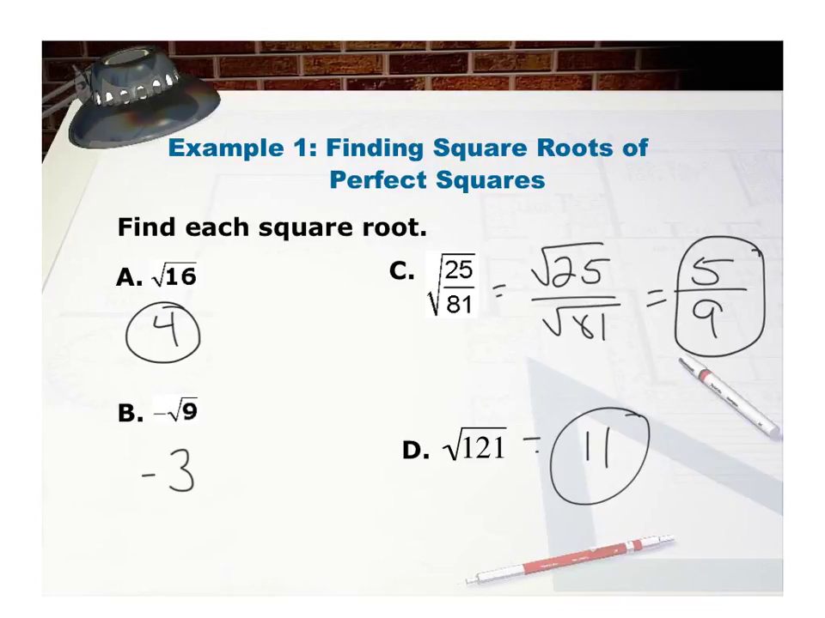So key takeaways for this lesson is just some of those definitions, and then also just remembering what the difference is for the different square roots and understanding what a perfect square is.